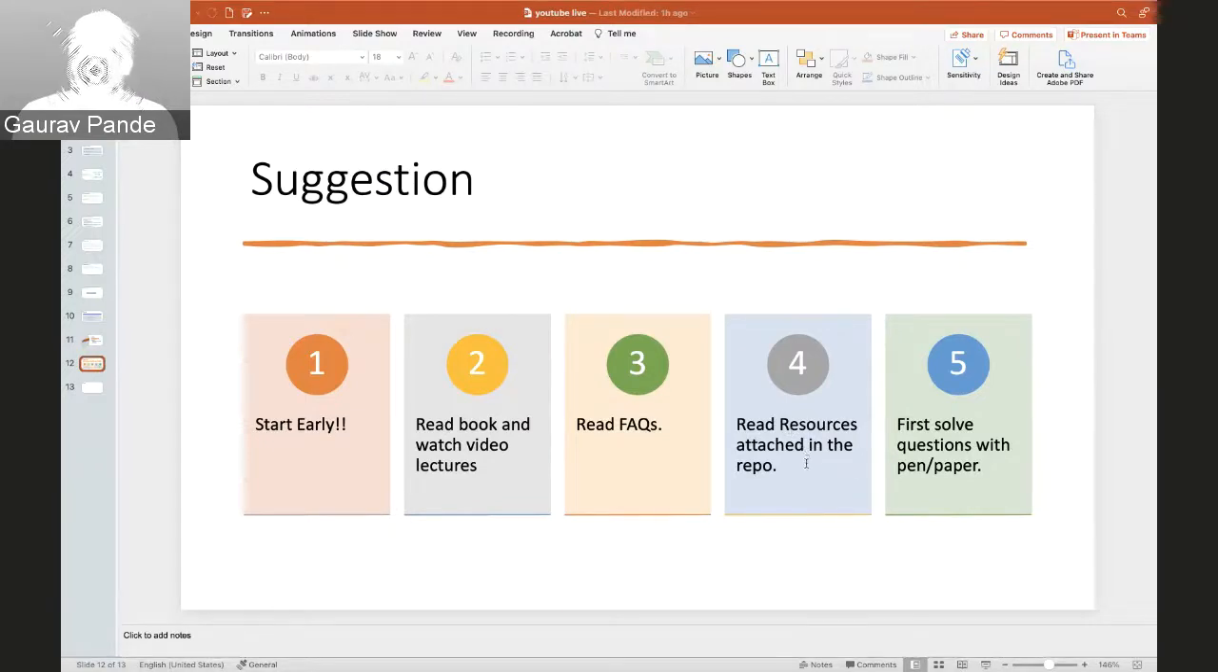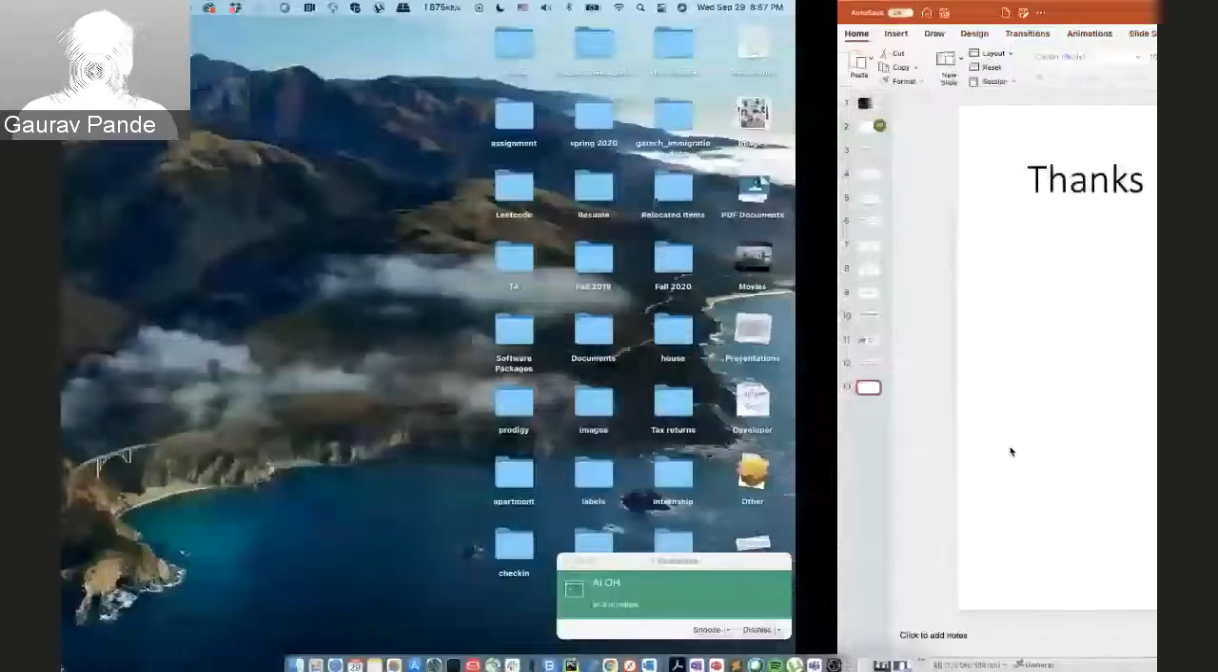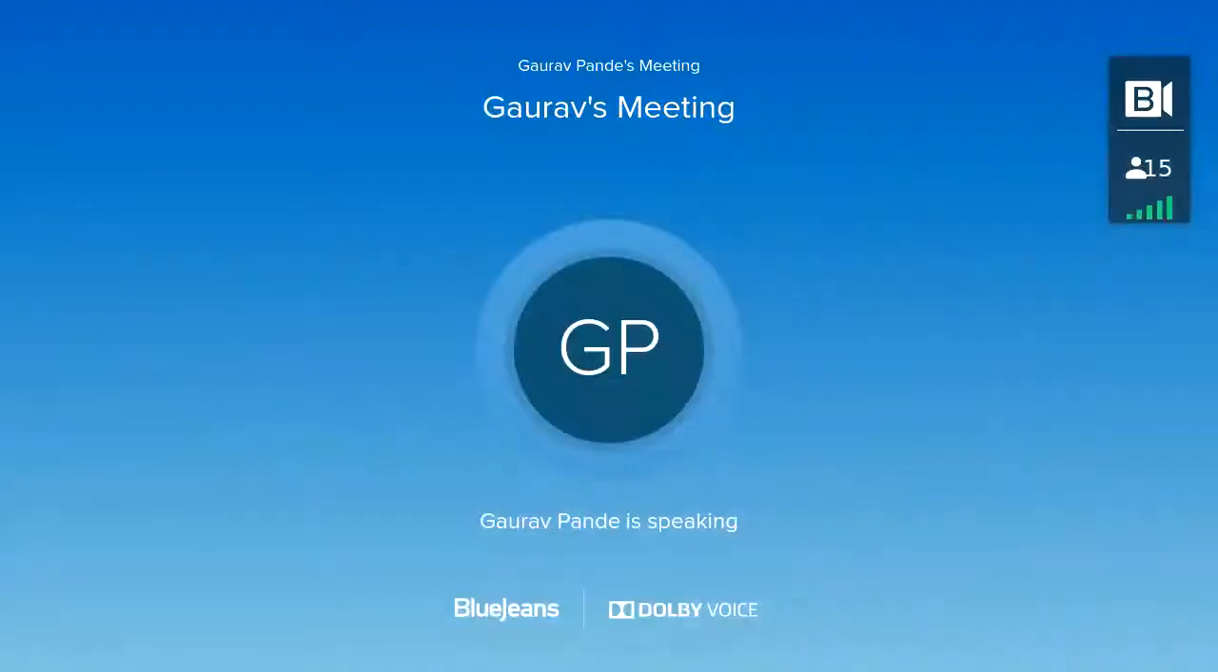Fourth point, read the resources attached to the repo. And fifth point, solve the questions with pen and paper first for all the problems until you reach Gibbs sampling, where you have to implement the sampling. Until you reach the sampling, where you have to define the Bayes net and calculate the probabilities and the tables, do it by hand. That is the most effective way to succeed in this assignment. I think that's pretty much it from covering all these things. I can take the questions now.